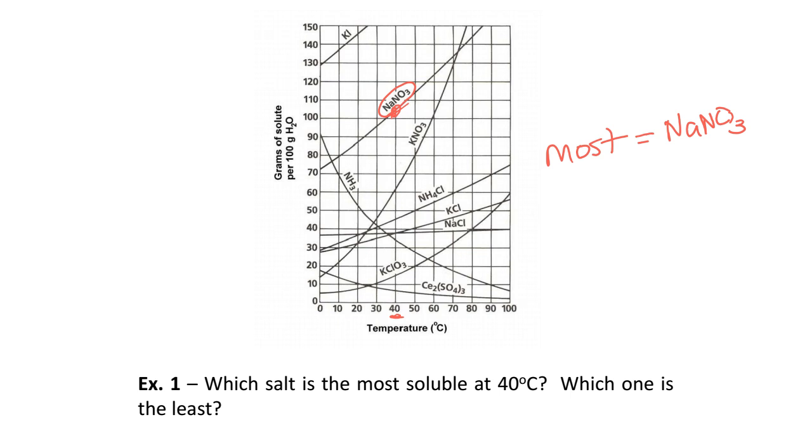Okay, let's go with the next one. Which one is the least? At 40 degrees, this one is at the bottom. This is the cesium sulfate, Ce2(SO4)3.